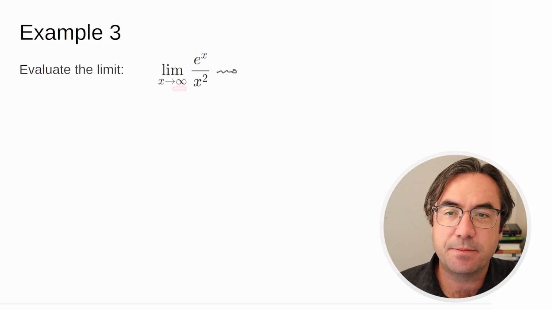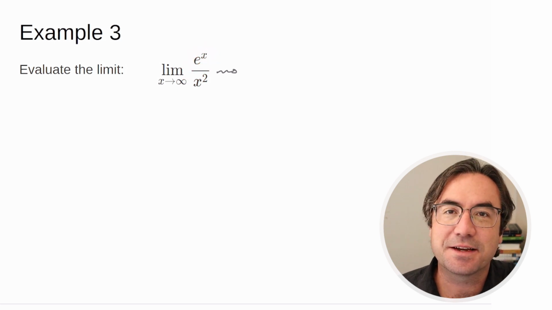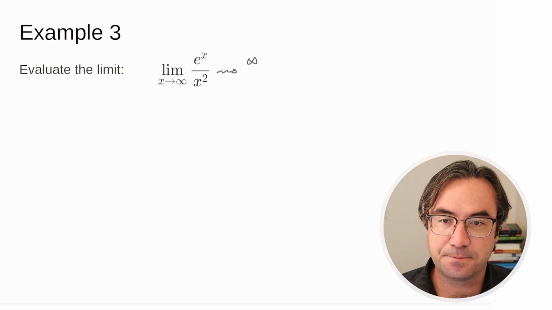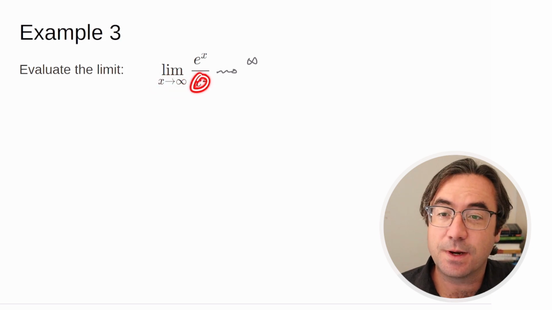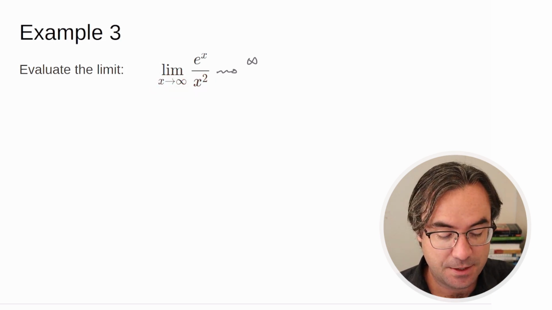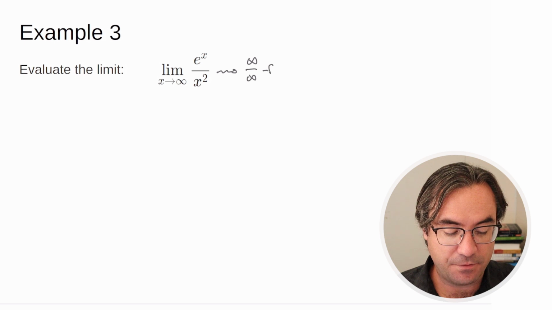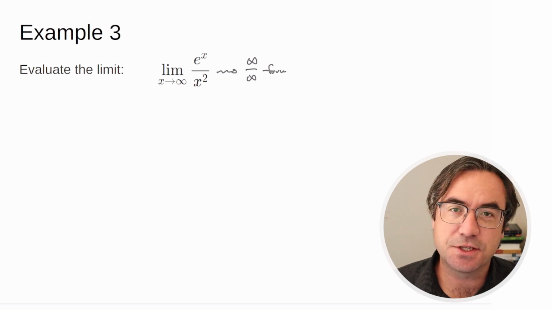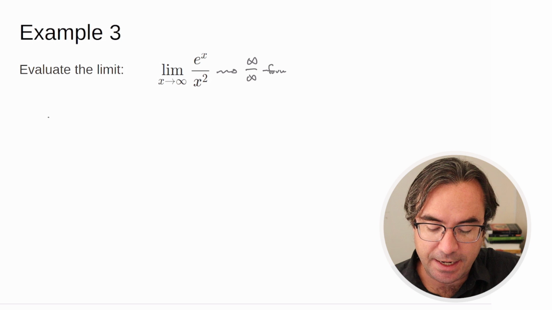So as x gets really big, e to the x also gets really big. So the numerator here goes to infinity. And then as x gets really big, x squared gets really big. So that goes to infinity. So we have this infinity over infinity form. That's not the answer, but that tells us we can apply our special rule here. So we're going to try it again.